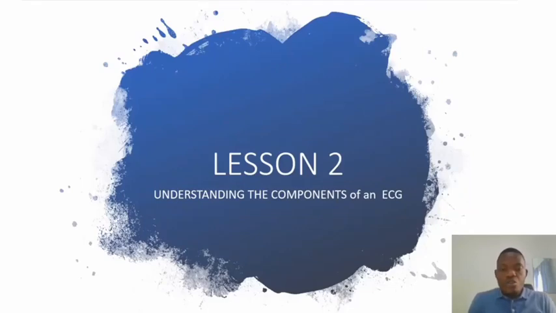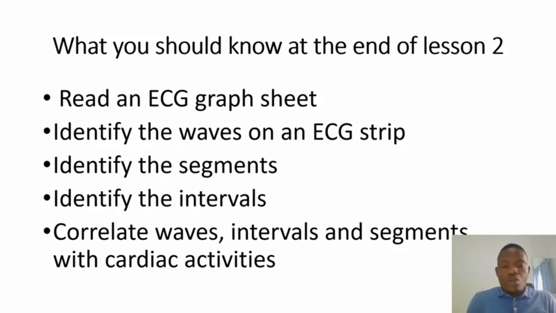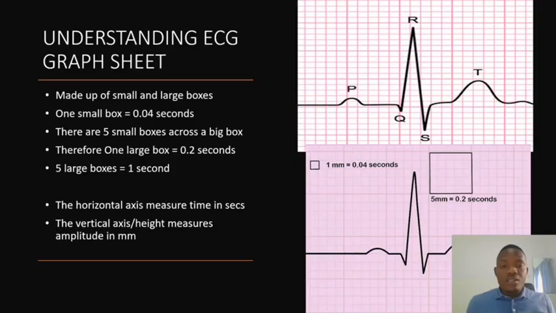Welcome to Lesson 2 of the ECG Made Easy course. Lesson 2 covers understanding the components of an ECG, that is, the graph sheet and the waves, the segments, also the intervals. So these are the objectives for this section, or the questions you should be able to answer at the end of this section.